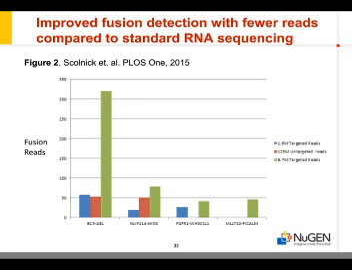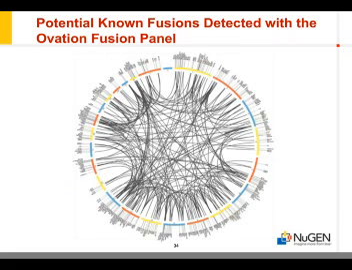So in the last 2 fusions listed on the graph on the right, we were unable to identify any sequencing reads in the untargeted data sets. So even at 125 million RNA-seq reads, we were unable to detect these gene fusions that we actually were able to detect with a fraction of the targeted reads using our Ovation Target Enrichment System. Finally, this schematic displays all possible known fusion events that can be detected with our Ovation fusion panel.